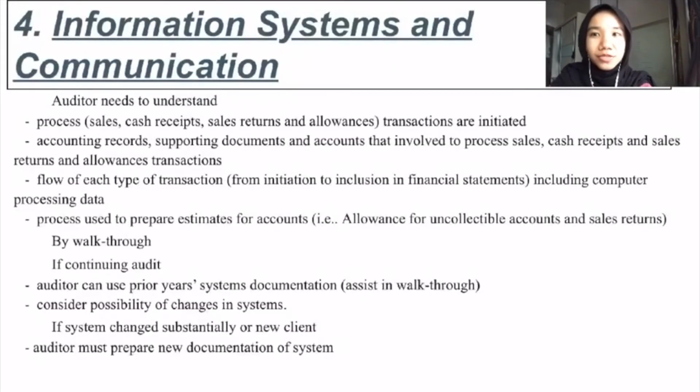The fourth one, which is information system and communication. The auditor needs to understand, process the accounting record, supporting documents, and account that involve to process sales, cash receipt, and sales returns. The flow of each type of the transaction and the process used to prepare estimate for their accounts by walkthrough if accounting audit.